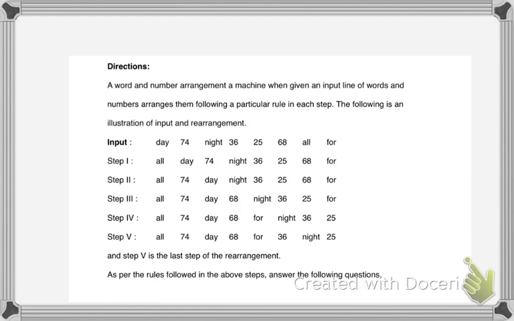By comparing your input and your last step, you can clearly see that alphabets are arranged in alphabetical order, that is from A to Z, and numbers are arranged in decreasing order. As for how they are arranged: first a letter or a word, and after that a number. So letter and number, letter and number, this is the sequence of arranging. Letters you have to arrange in alphabetical order, A to Z, and numbers in decreasing order. So this is the logic of the machine.